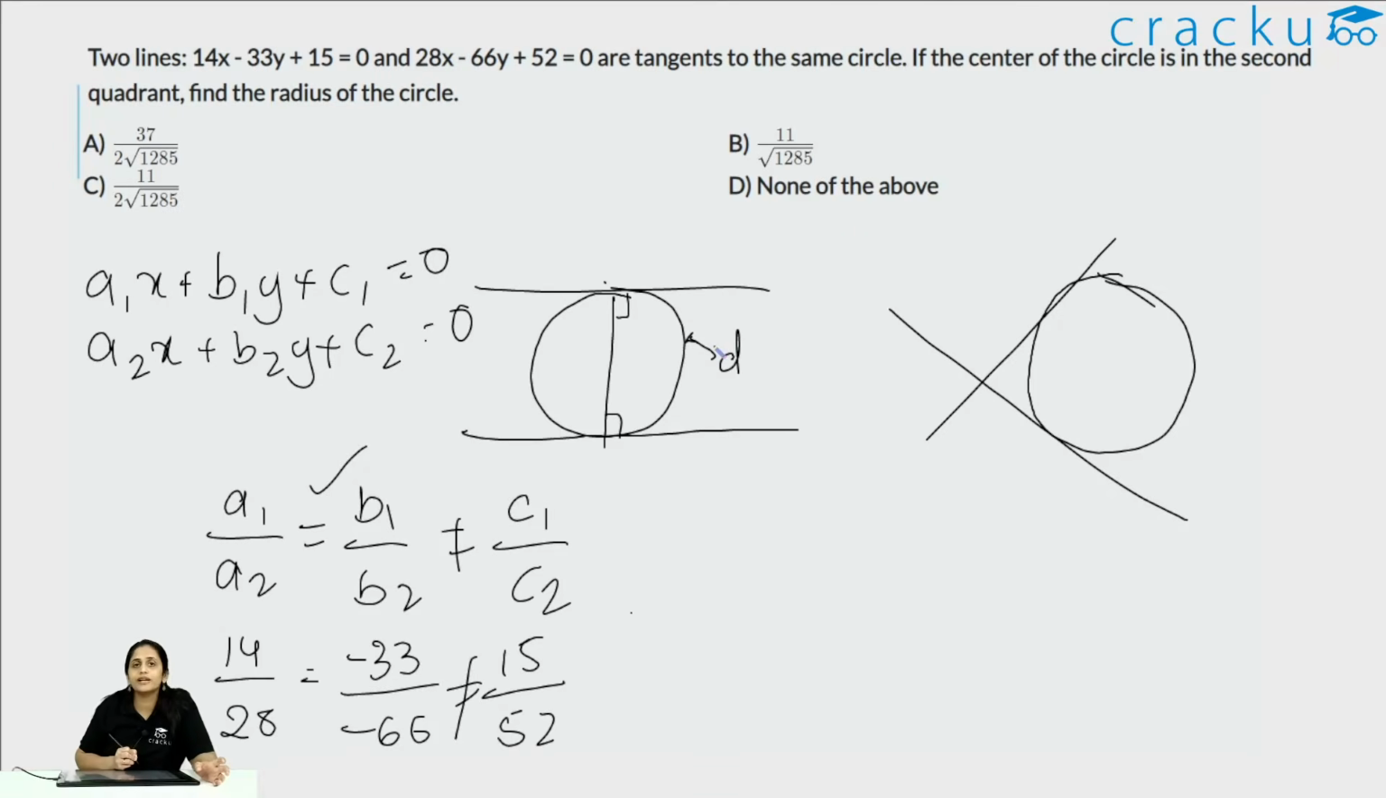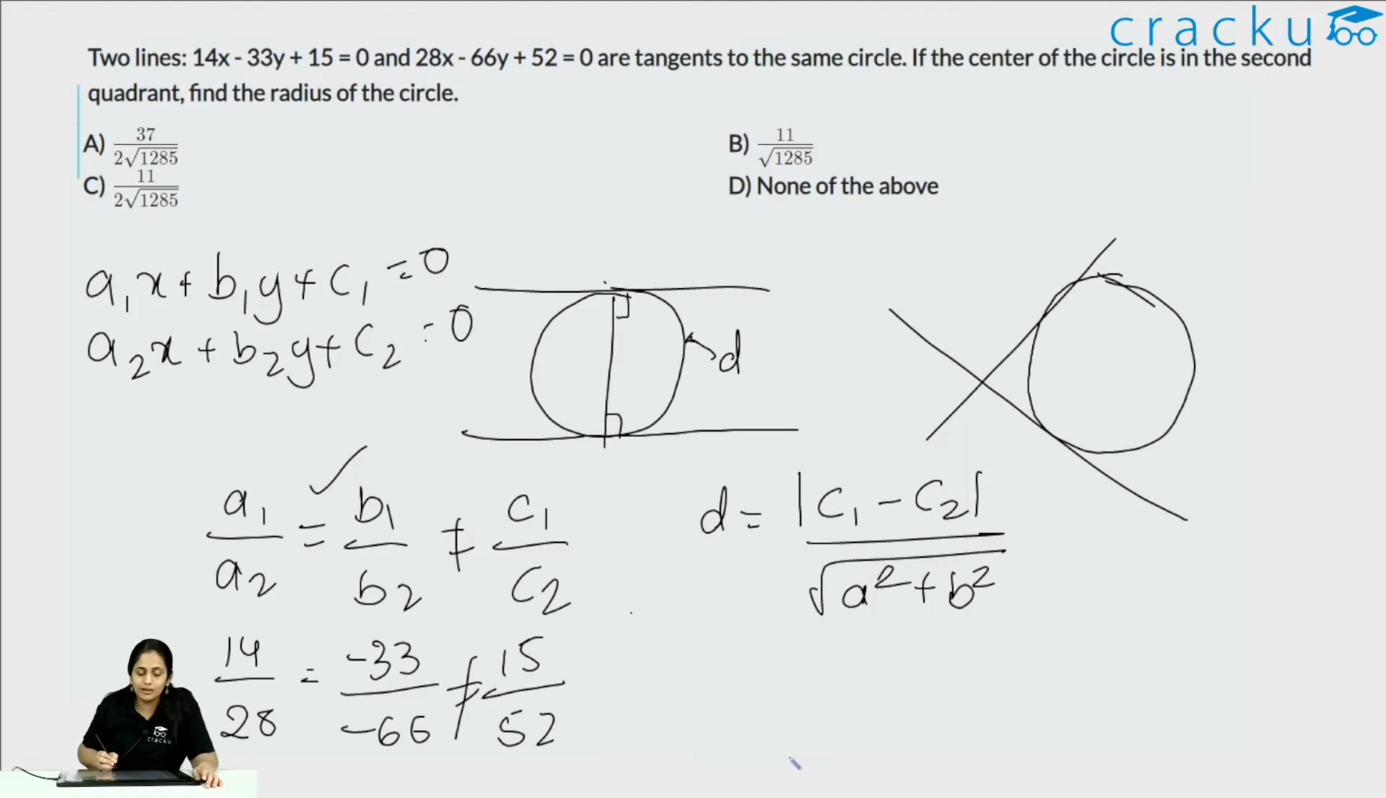So now we can use a formula for distance between parallel lines. If you remember, the distance d formula was basically c1 minus c2 divided by square root of a square plus b square. But what is a square and b square over here?